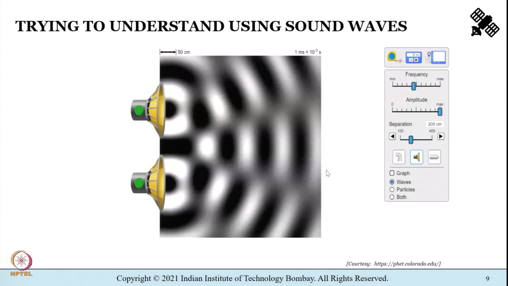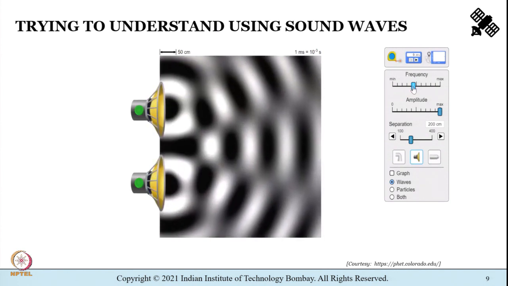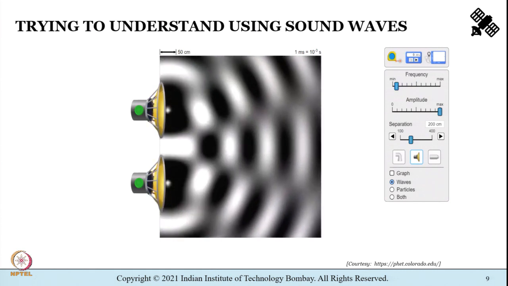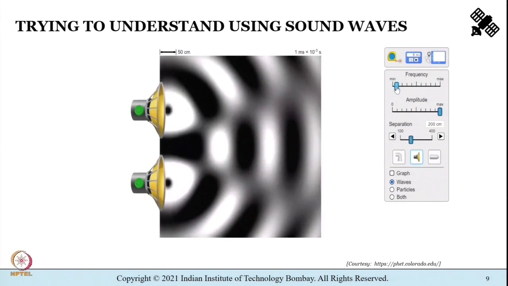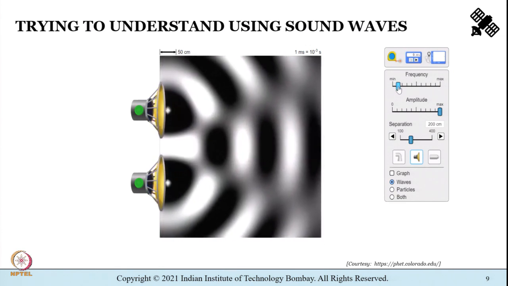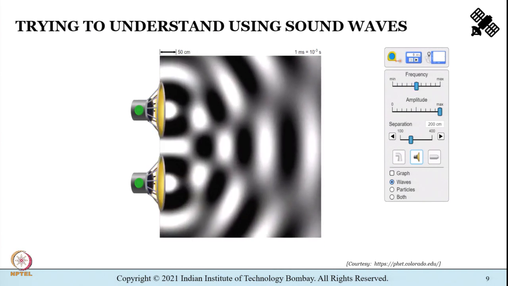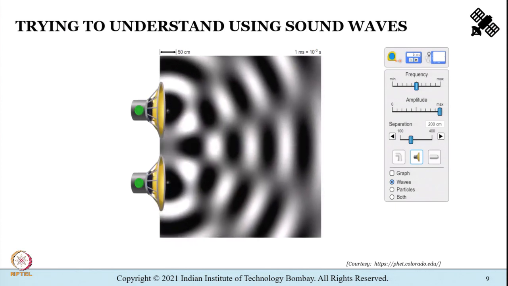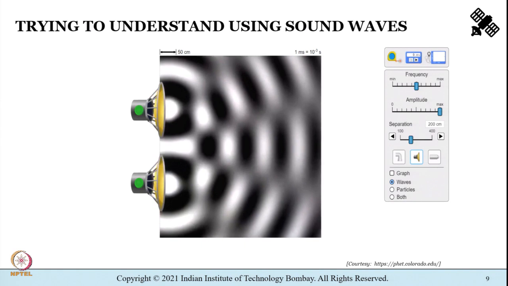So, let us try to understand using sound waves. Please have a look at the video here. I am showing you two sources of sound waves which are placed at a distance apart. Do you see the interference pattern when I am changing the frequency? Now I am increasing the frequency slowly, and it affects the interference pattern. Constructive and destructive interference are occurring.